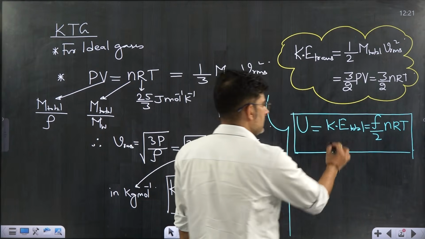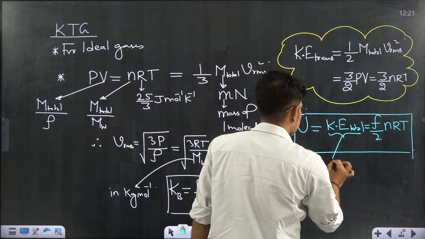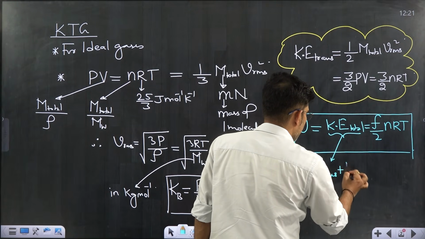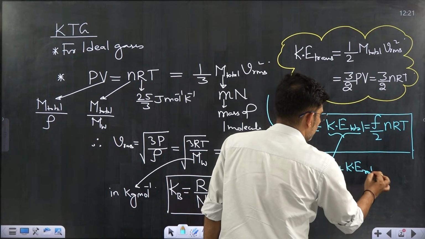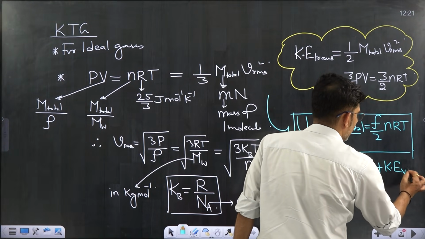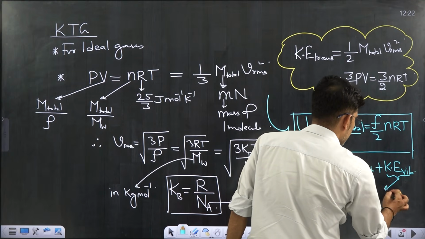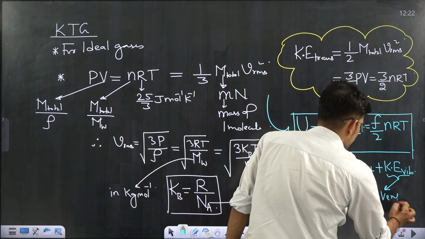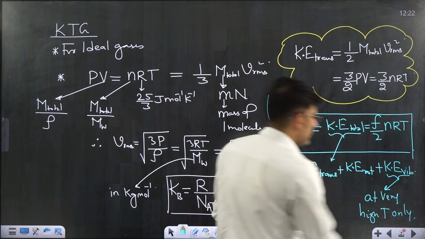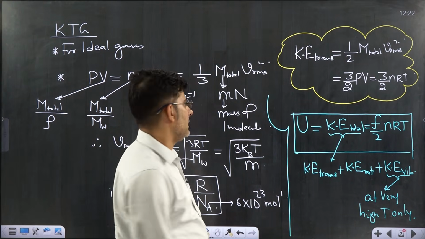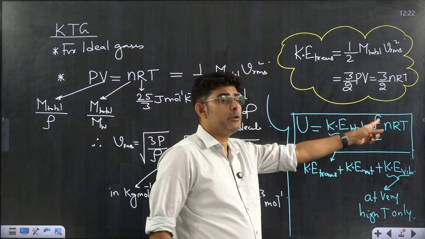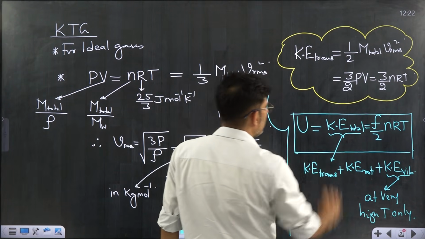Now the total kinetic energy here is translational plus rotational kinetic energy of the molecules, and we also have vibrational kinetic energy, but this is at very high temperatures only. So if nothing is mentioned, neglect vibrational. So when you write internal energy equals total KE, which is f/2 nRT, f here denotes degrees of freedom.